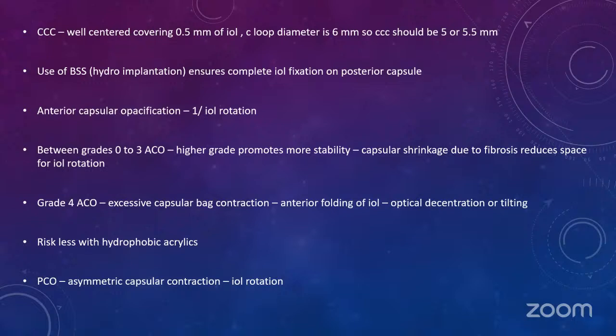Now, the catch here is that we want ACO, that is, anterior capsular opacification. So towards the end of our surgery, we can leave a certain amount of lens epithelial cells in the bag to promote anterior capsular opacification, and thus make sure that the IOL stays in place. However, if we leave lens epithelial cells in the capsular bag, it can lead to PCO, and PCO in general will cause asymmetric capsular contraction and can promote IOL rotation. So we have to maintain a balance between achieving IOL stability and not promoting PCO.